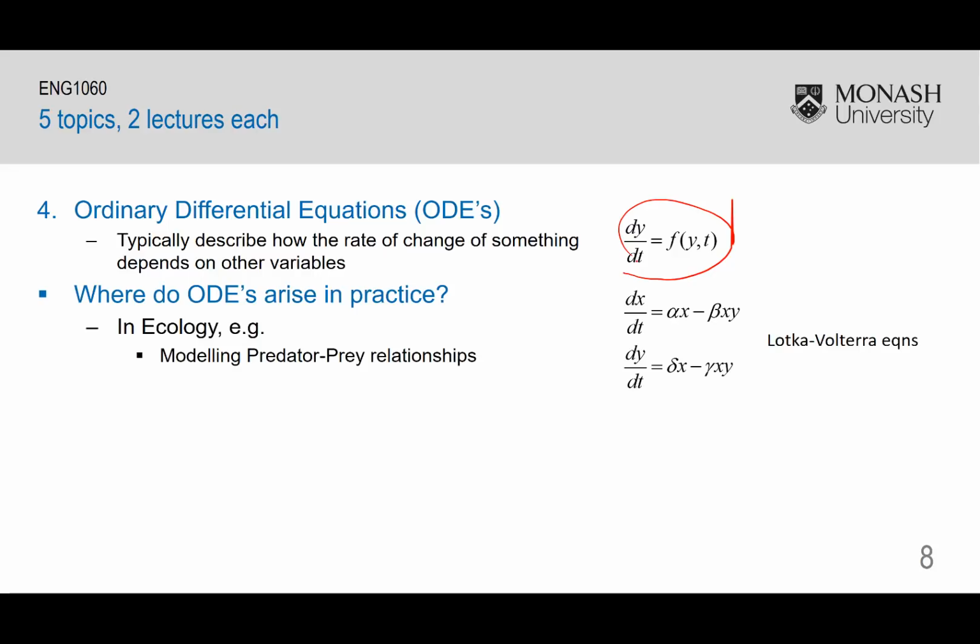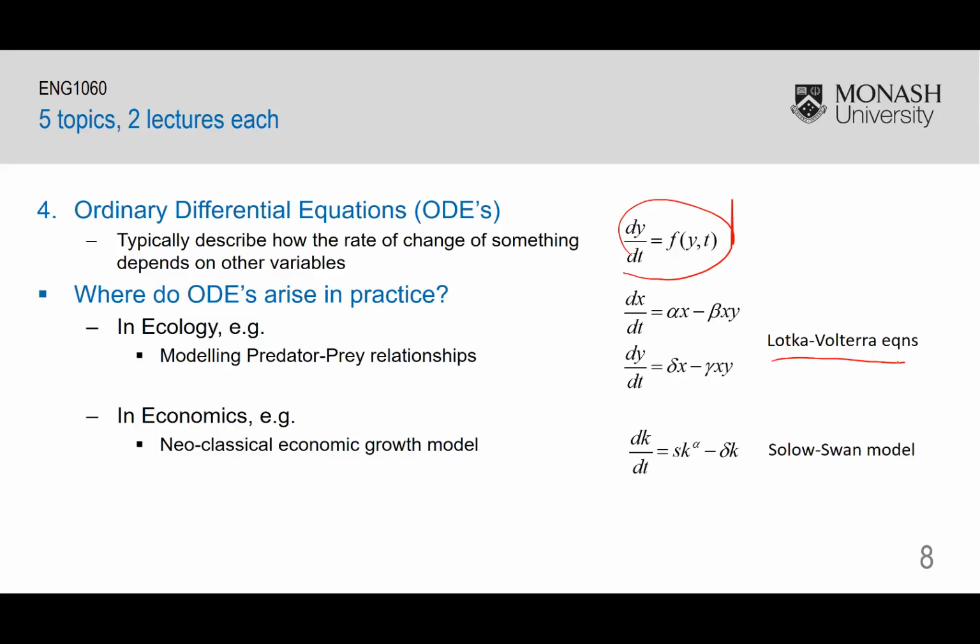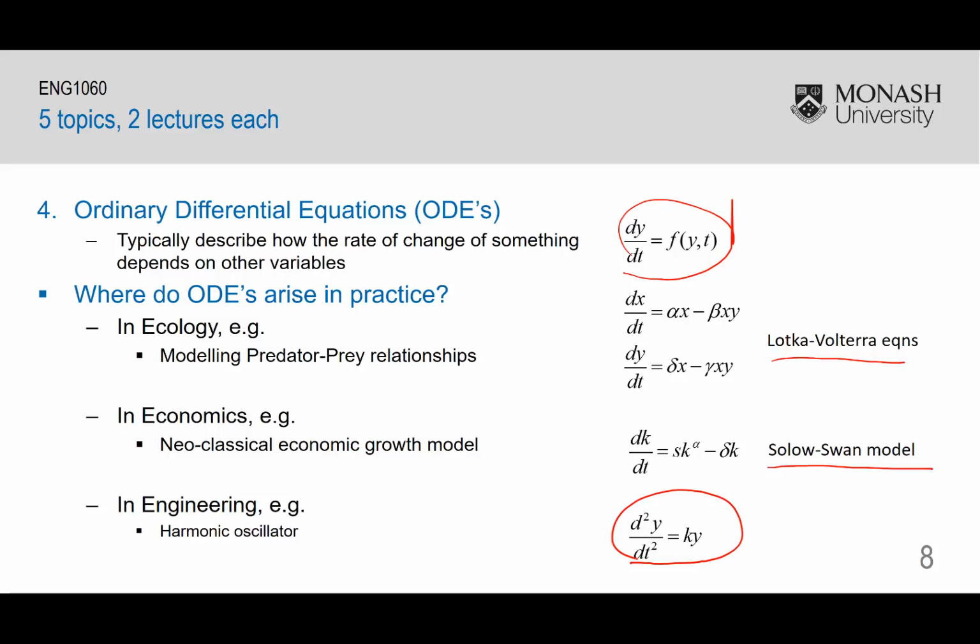Well, in ecology, the Lotka-Volterra equations describe the relationship between a predator and prey system. In economics, the Solow-Swan model describes economic growth using an ordinary differential equation. In engineering, a very good example is the simple harmonic oscillator equation. It's actually a second order equation, this one. We have a second derivative on the left-hand side. But these kinds of equations arise everywhere.